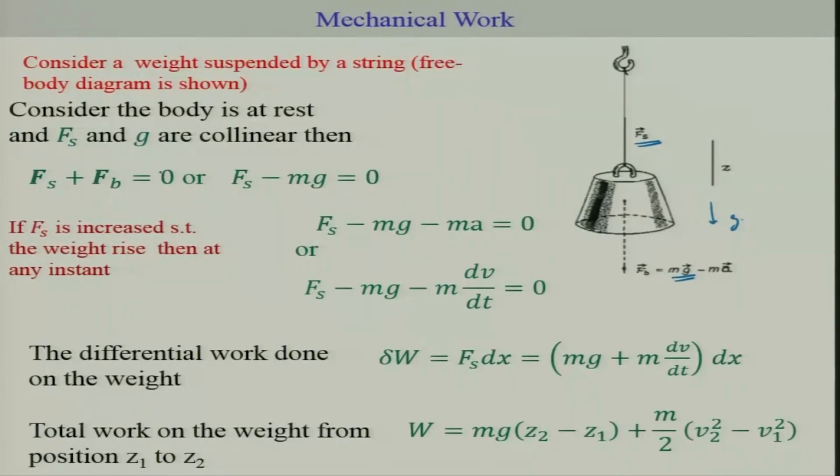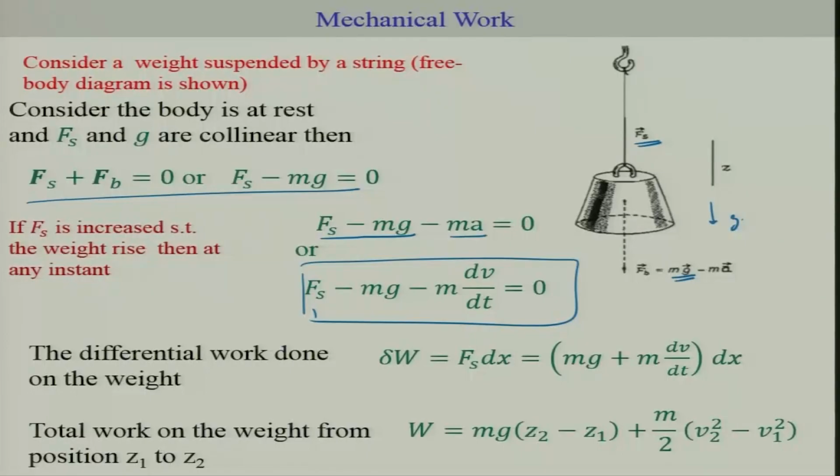we can consider the case where the body is not moving, and then you have the scenario Fs plus Fb, or Fs minus mg, equal to 0. If Fs is increased slightly, then the weight will rise. If it is moving, then you consider the movement in the form of the acceleration force ma. So, Fs minus mg minus Fa is going to be 0. This is the basic mechanics here.